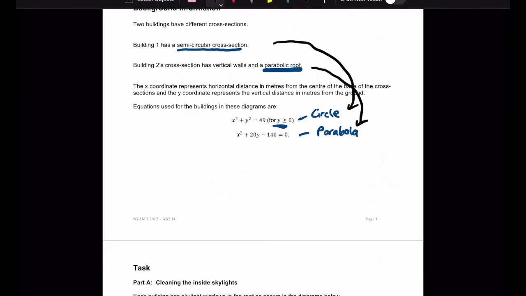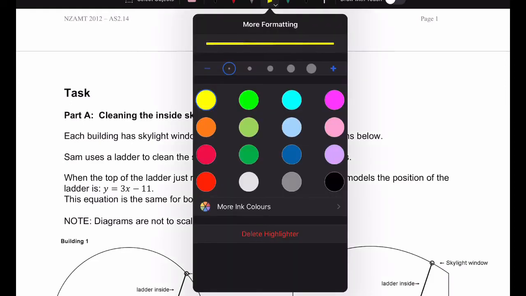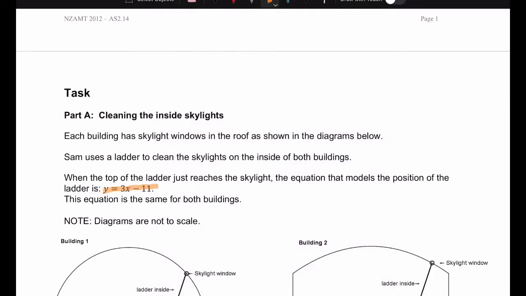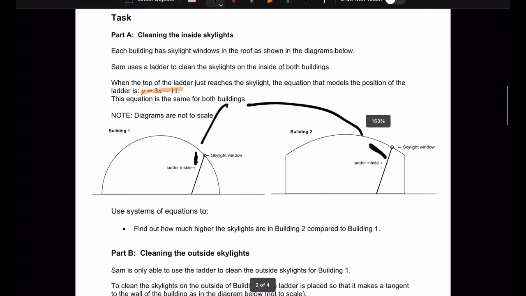Now let's proceed to task Part A, cleaning the inside skylights. Just have a read through it. So immediately we see another equation, and that's the same for both buildings. For the ladder, the question is, or what we're trying to find out, is how much higher the ladder is at building 2 compared to building 1.